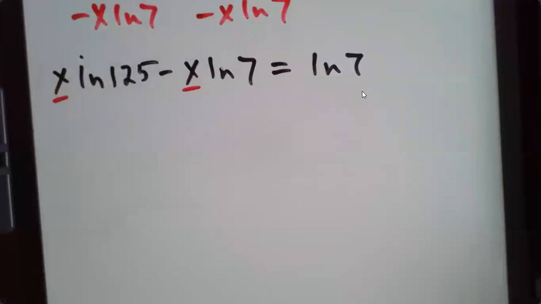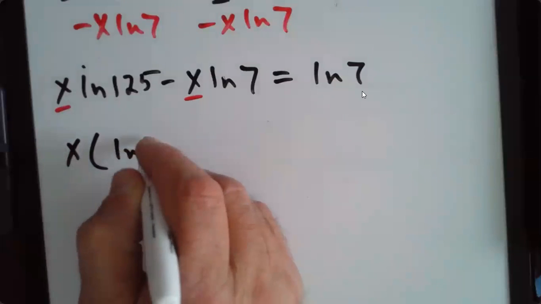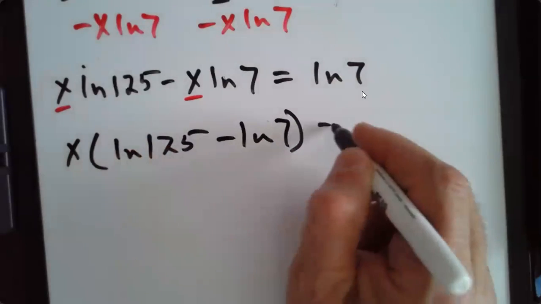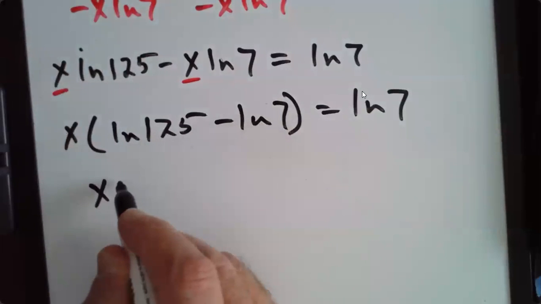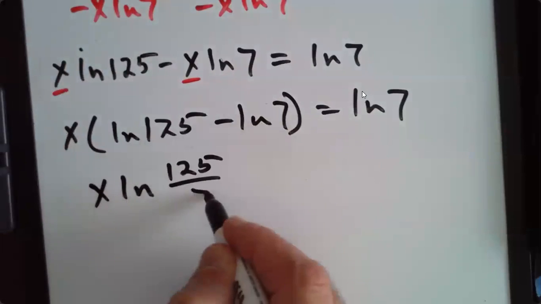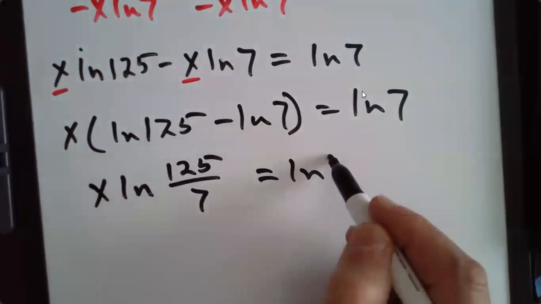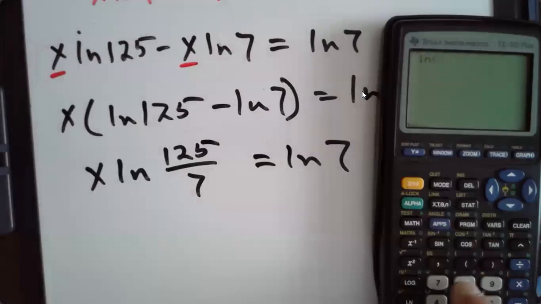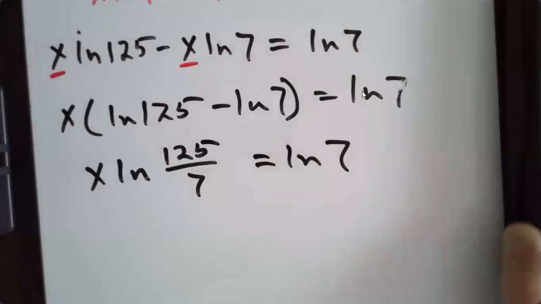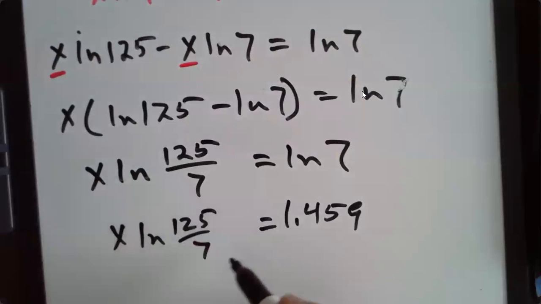Now the other way to do this is, after you factor out x, natural log 125 minus natural log 7, to combine this all into one. Since you're subtracting, this will be x times natural log 125 over 7, because you're condensing this into one term, equals natural log 7. And then you find what natural log 7 is. Natural log 7, we said we got 1.9459, equals x natural log 125 over 7. And then divide both sides by this as a single term. Now that's the other way to do it.